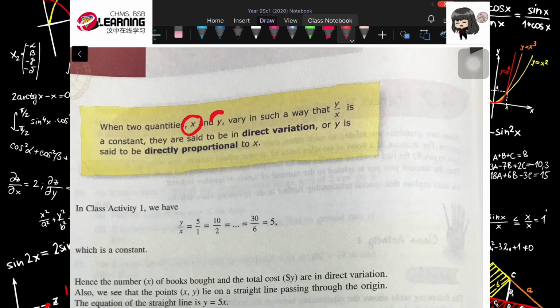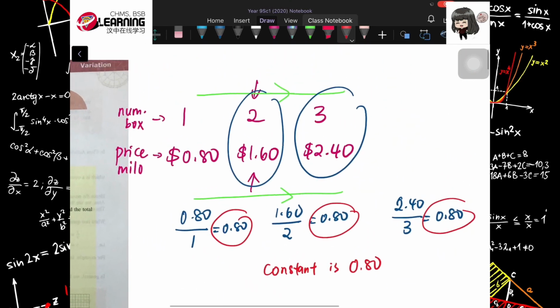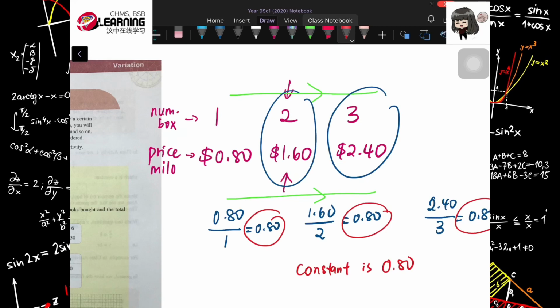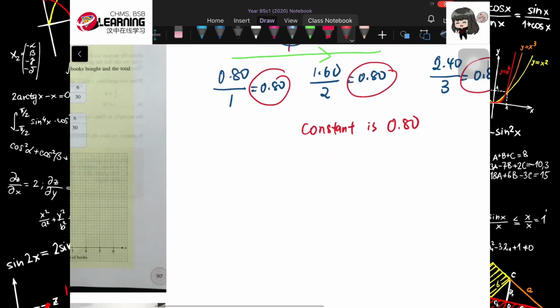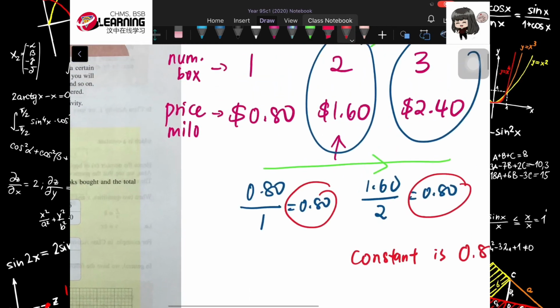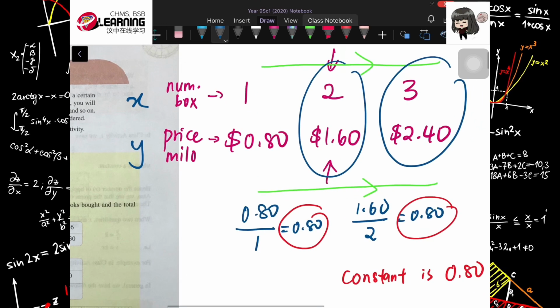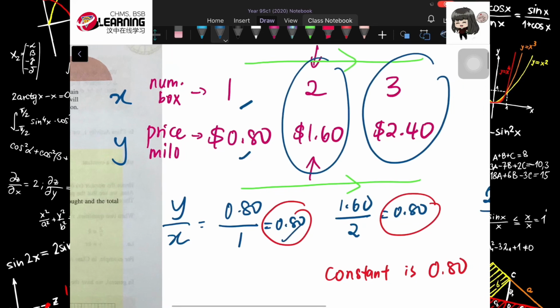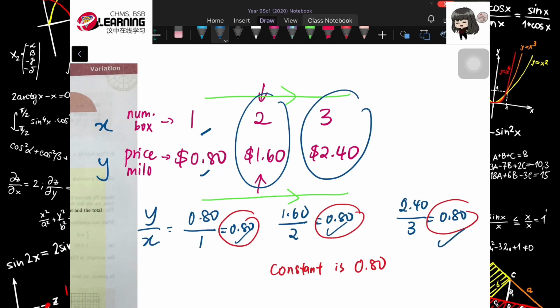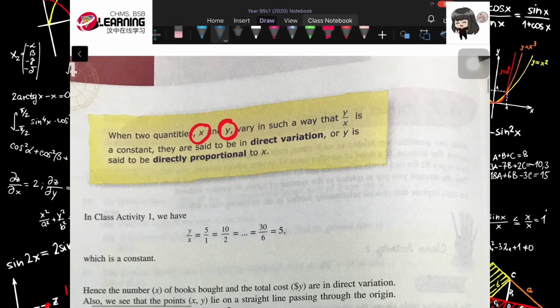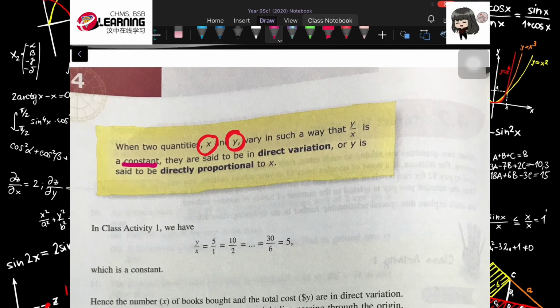So if we have two quantities, X and Y, the quantities in this example that I gave you are the number of Milo boxes and the price of the Milo. If these two vary in such a way that Y divided by X is constant, where X is the number of boxes and Y is the price of the Milo, then if we divide Y by X and we get the same thing, which we call a constant, they are said to be in direct variation. Or we can say that Y is directly proportional to X.